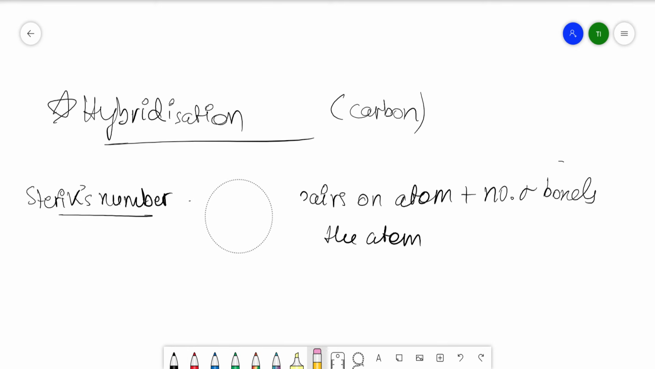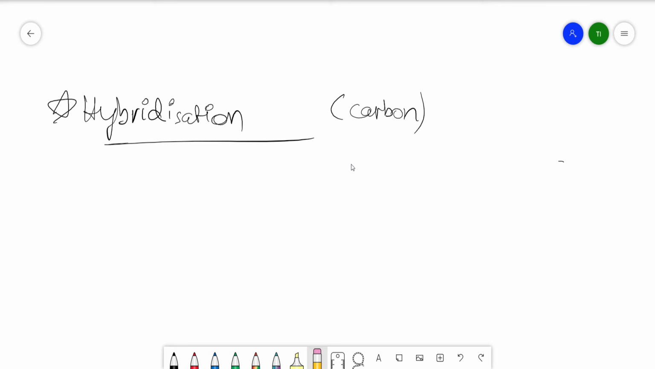Okay, remember that formula or note it down. You can rewind the video and note it down. Anyway, so let's redraw the ethene molecule. There's an H here, there's an H here, there's an H here, and there's an H here, right?